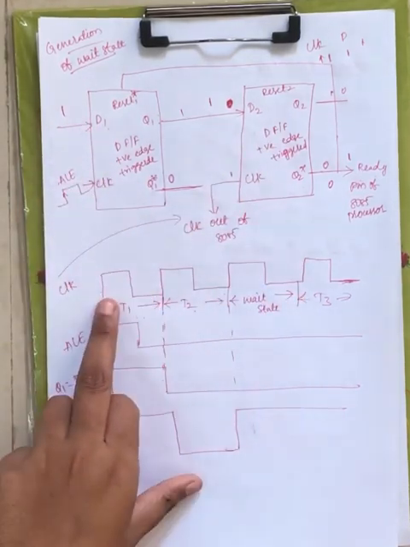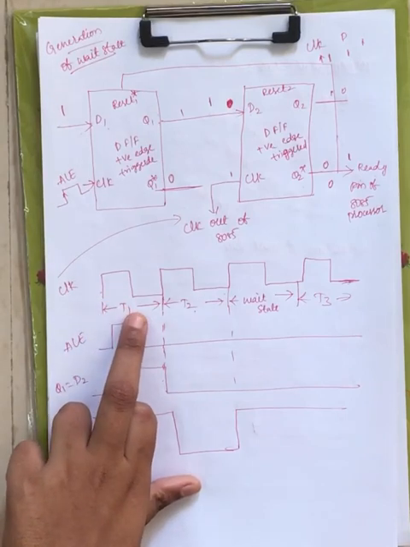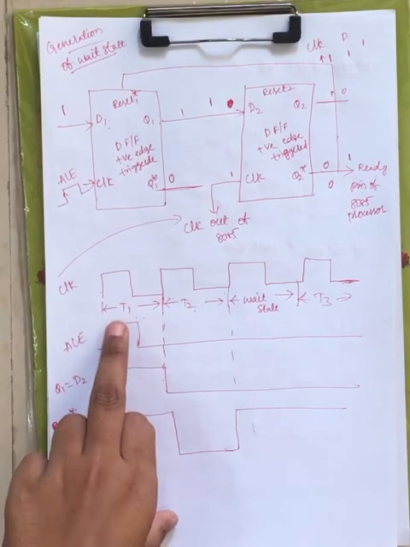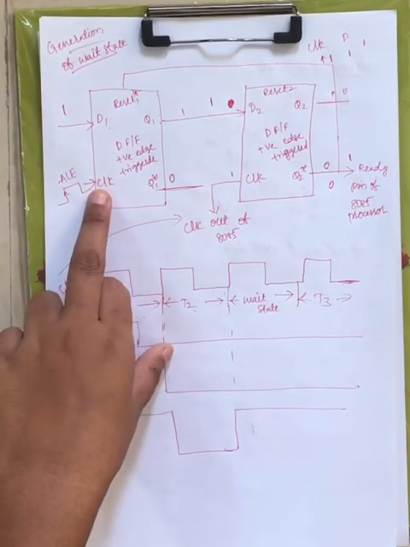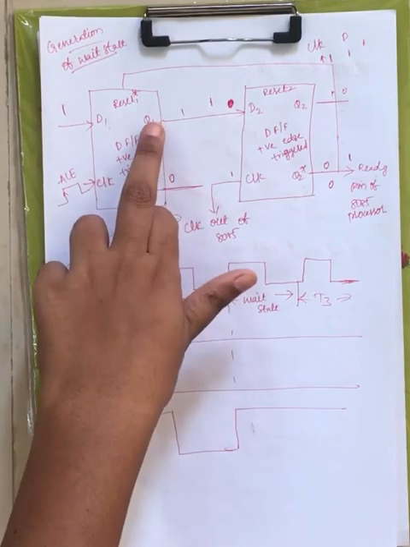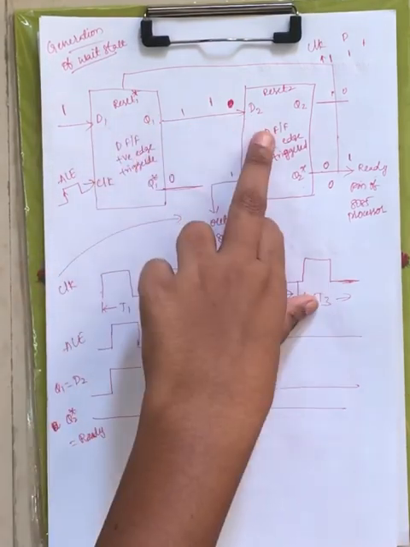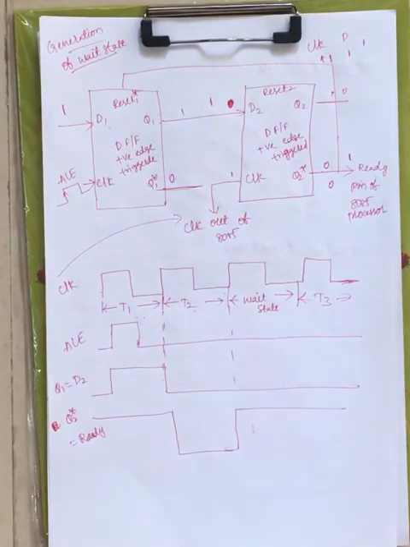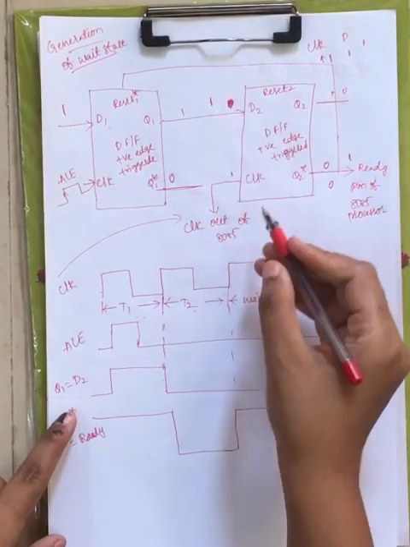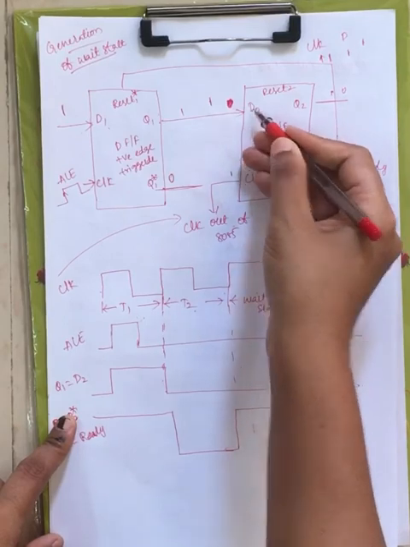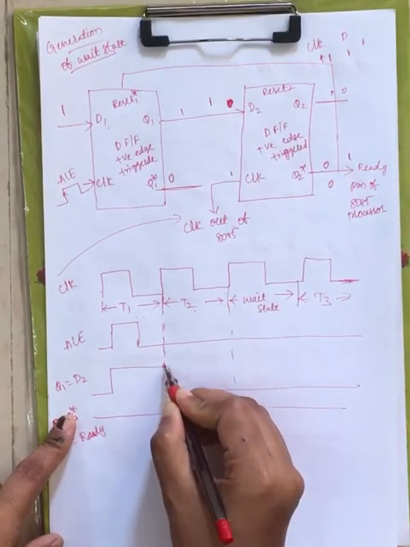During the positive edge of T1, nothing but the positive edge of the first clock cycle, D1 is high and ALE is high. When D1 is high and ALE is high, the present state is 1 and the next state will be 0. The present state of the first flip-flop is connected to D2, so D2 will be high during T1. Now this is 1, and during T2, it stays high until T1 is completed.